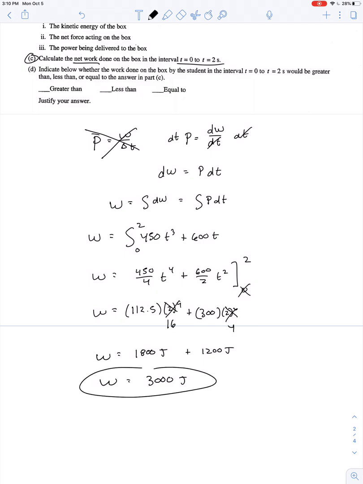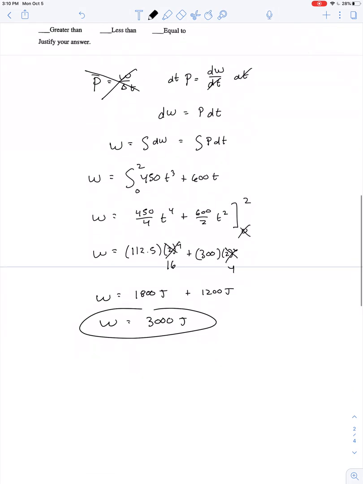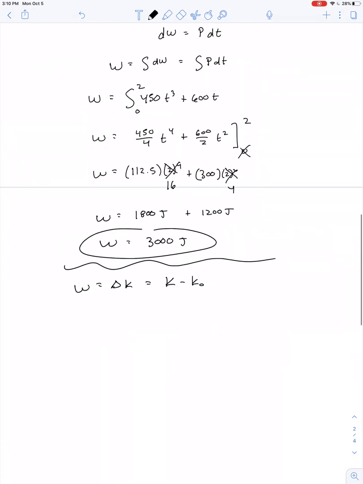But I said there's two ways we could solve for this, and that's nice. If both answers come out to be the same, we can be certain that we got it right. So we also know that work is equal to change in kinetic energy, or in other words, the final kinetic energy minus the initial. So let's find the initial kinetic energy. That's 1/2 m v initial squared, so it's 1/2 times 100. Remember the initial velocity was 2 meters per second. So this is equal to 200 joules.